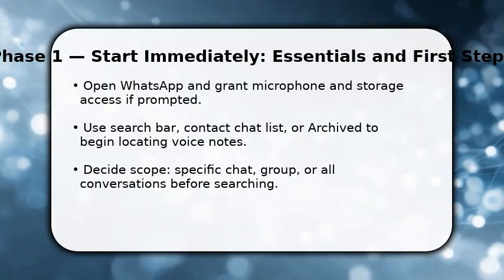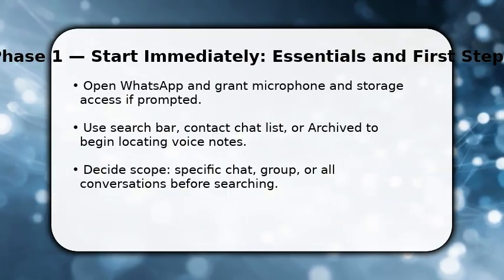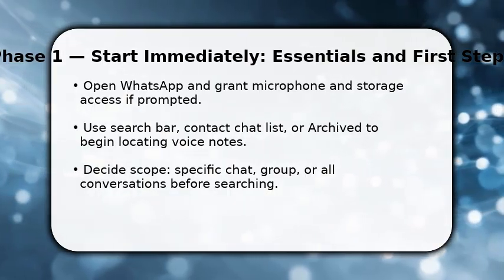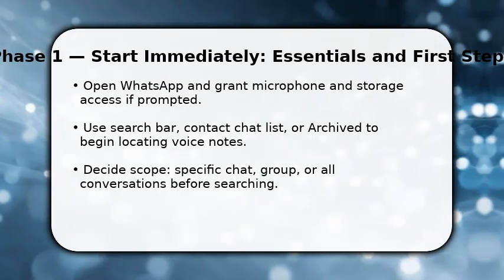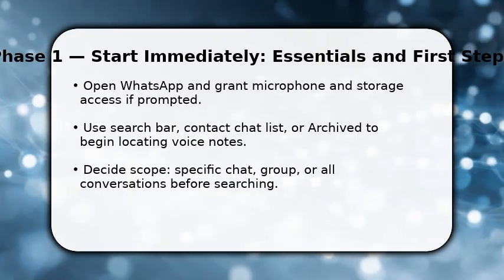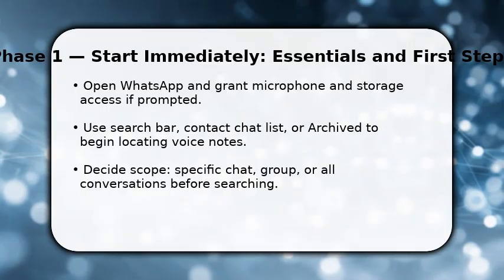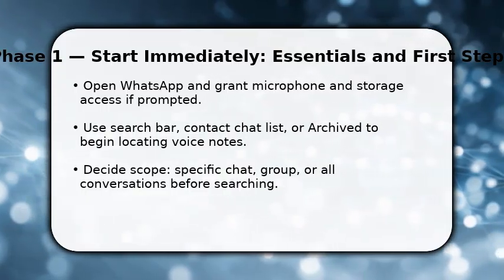Enjoy the video. You open WhatsApp and act fast. Grant microphone or storage access if you haven't already, because permissions let the app surface voice files. Next, decide whether you're hunting in one chat, a group, or across all conversations. This narrows the steps. Use the search bar at the top or open a likely chat.